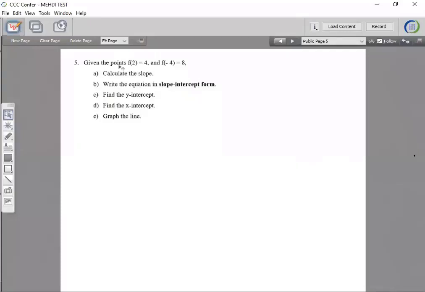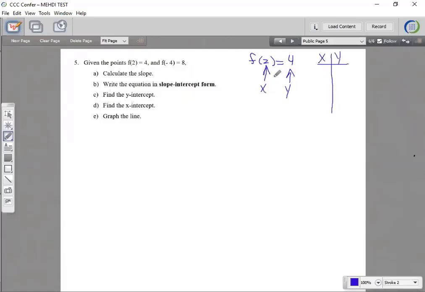Okay, here it says given the point f of 2 is equal to 4 and f of minus 4 is equal to 8. Let's see what that means. F of 2 is equal to 4 means when x is equal to 2, y is equal to 4. This corresponds to x, this corresponds to y. So if I were going to show it on the little chart here, when x is equal to 2, y is equal to 4. So what they're really giving you is a point. They're saying that your graph passes through this point here. So instead of giving you a point 2 and 4, they're saying it differently: f of 2 is equal to 4.